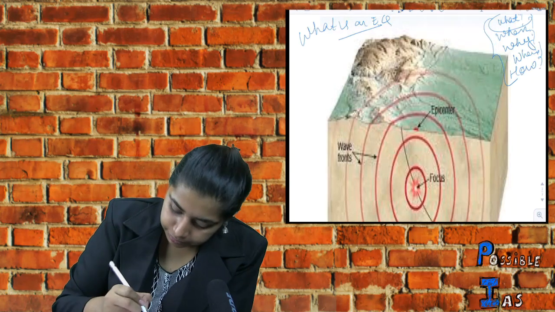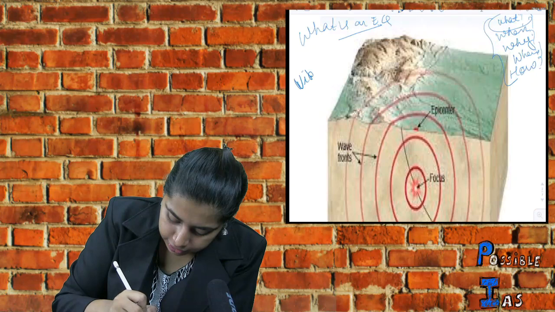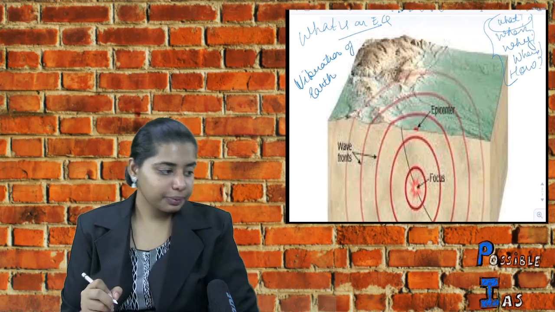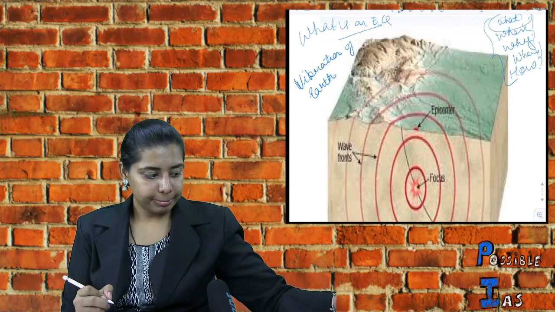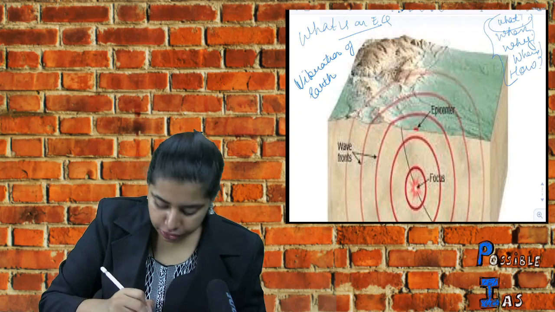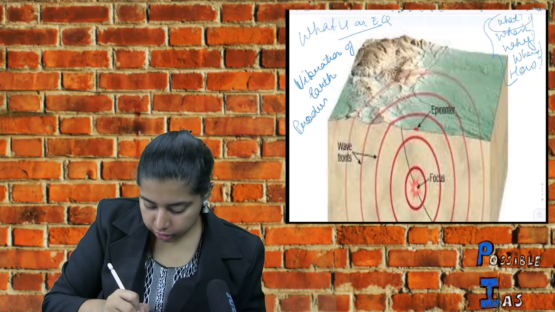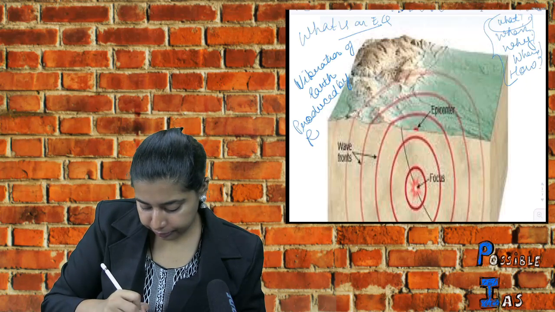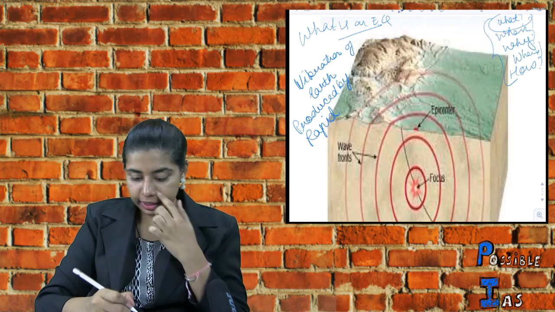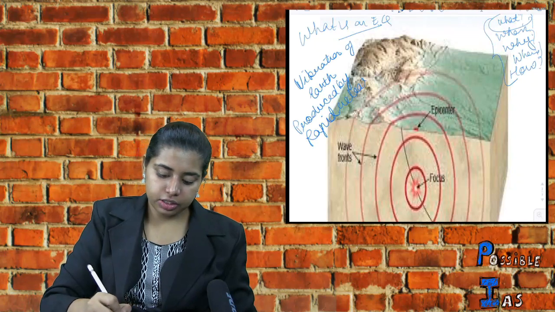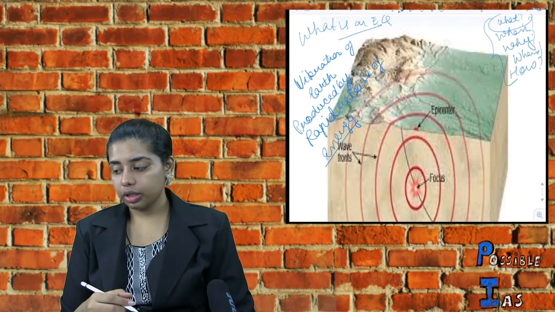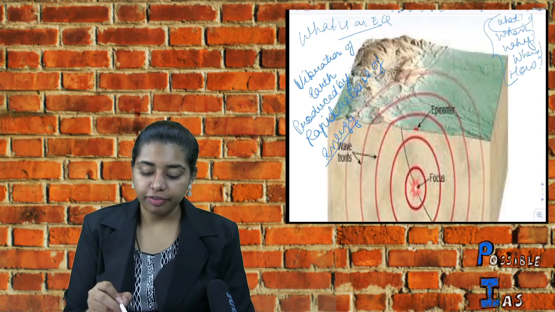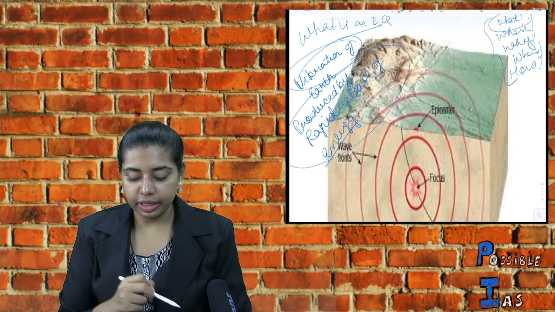So earthquake is a vibration of the earth. What is an earthquake? Earthquake is the vibration of the earth. Why is it produced? Produced by rapid release of energy. Okay, so what is an earthquake? Earthquake is the vibration of the earth produced by rapid release of energy.